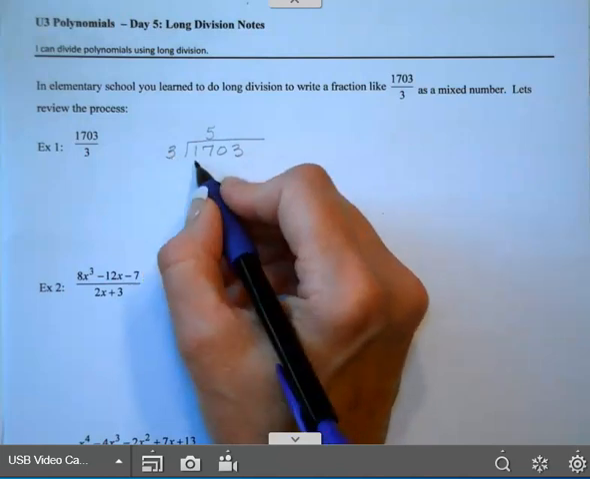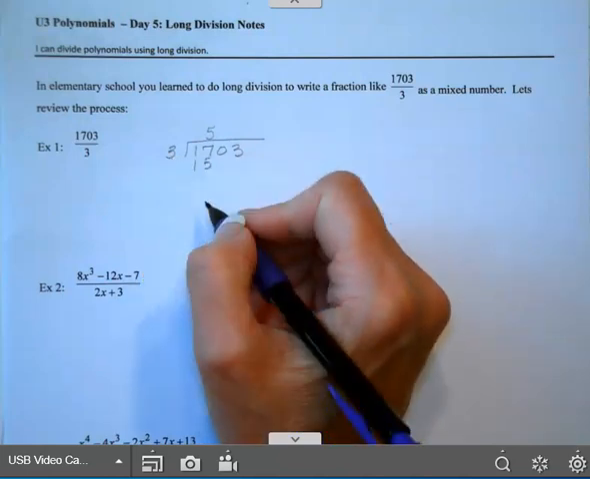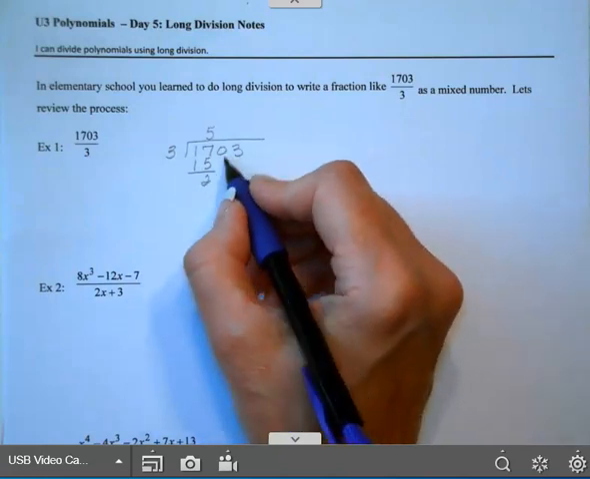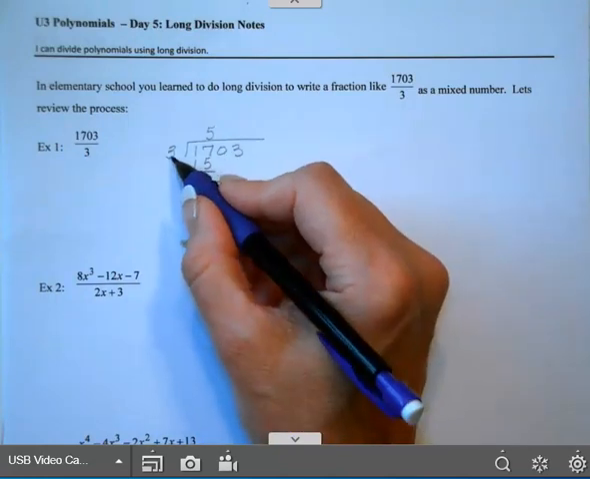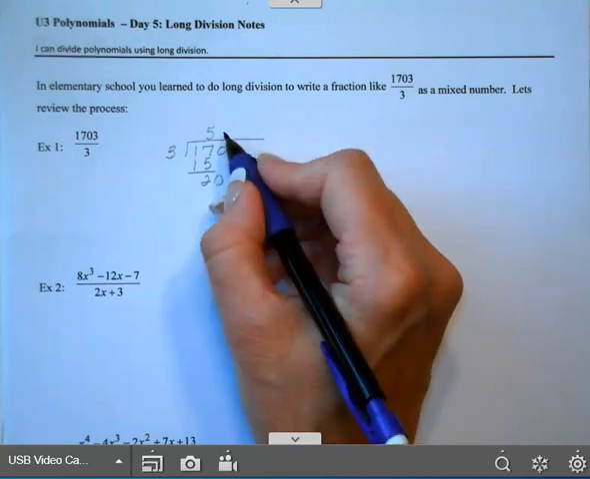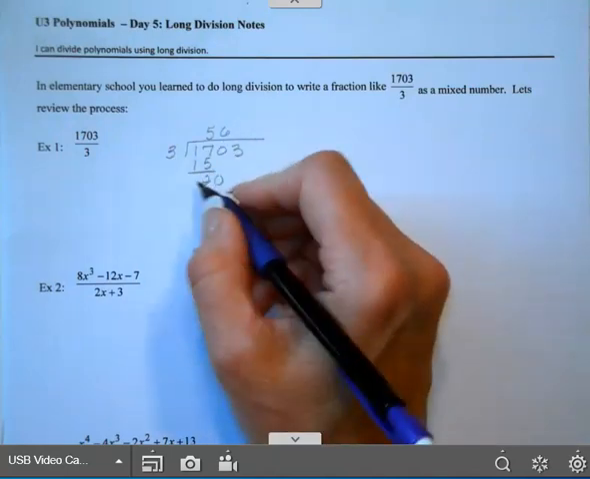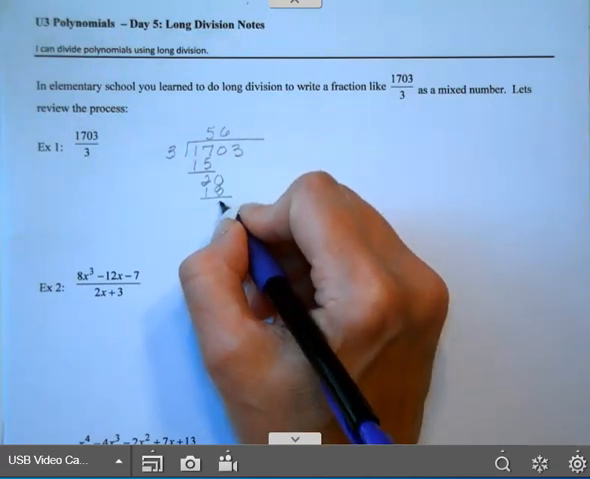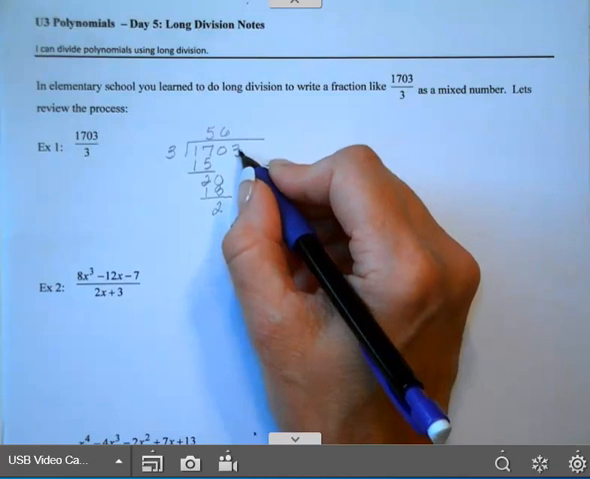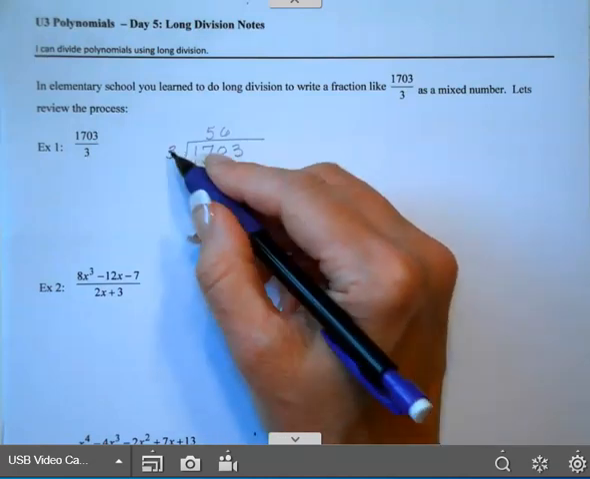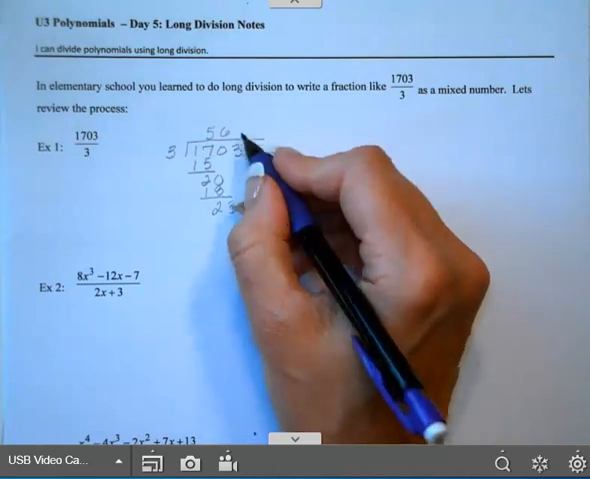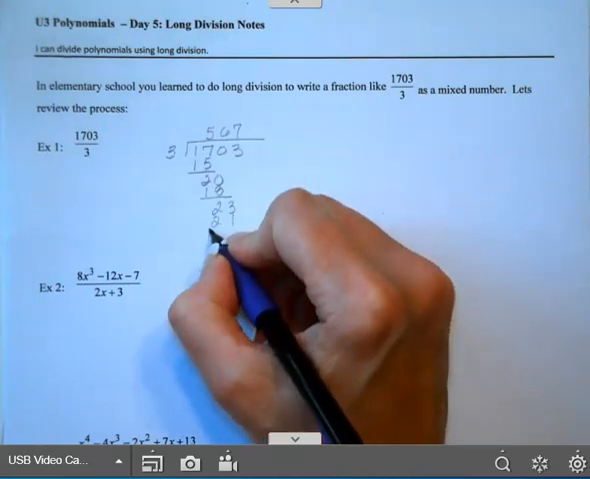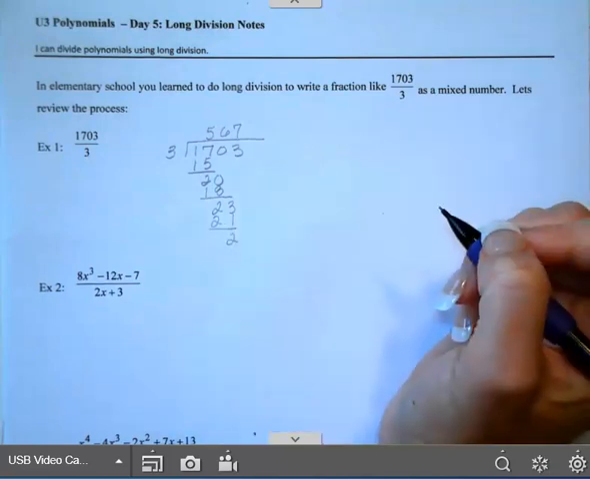5 times 3 is 15. And at this step, we subtract. Then we drop down the 0. 3 goes into 20 6 times. 6 times 3 is 18. Subtract. That gives you 2, and then you drop down the 3. 3 goes into 23 7 times. 7 times 3 is 21. And 2 is my remainder.